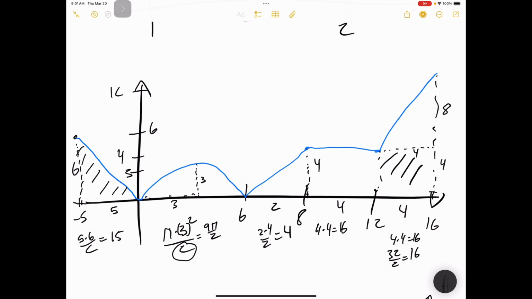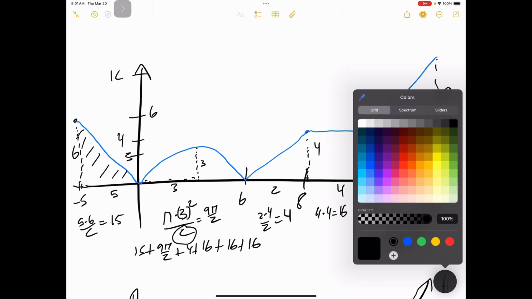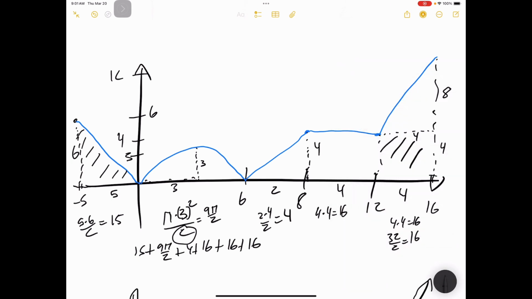And so in the end, the area under this whole shape is going to be 15 plus 9 pi over 2 plus 4 plus 16 plus 16 plus 16. The sum of which is 10, 20, 30, 48, 52, 62, 67, so we get 67 plus 9 pi over 2. And so we see that we have the area under this curve, which is 67 plus 9 pi over 2.